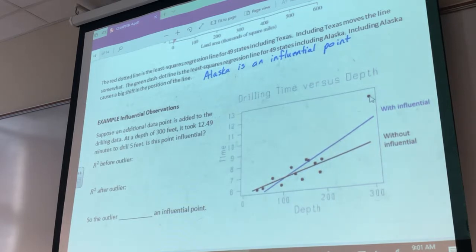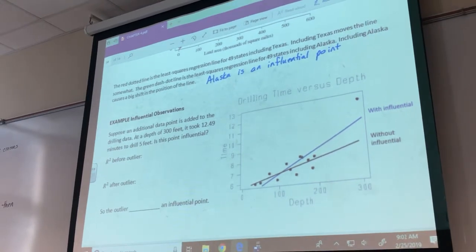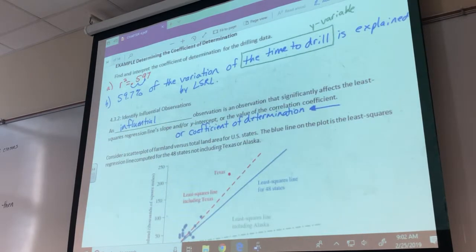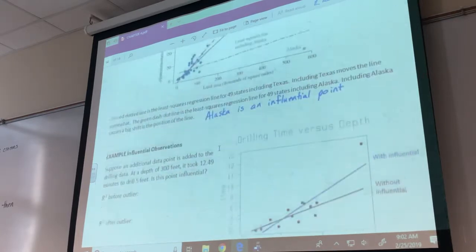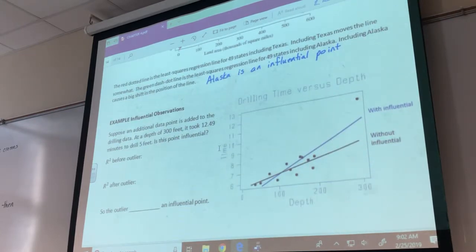So up here, this dot is included, and so it changed the line a little bit. Instead of just eyeballing it and trying to figure out if we think it's been changed a lot, we're going to look at our r-squareds instead. Before, we found our r-squared for the drilling data to be 0.597. Oops, that's supposed to be 0.597. Sorry.